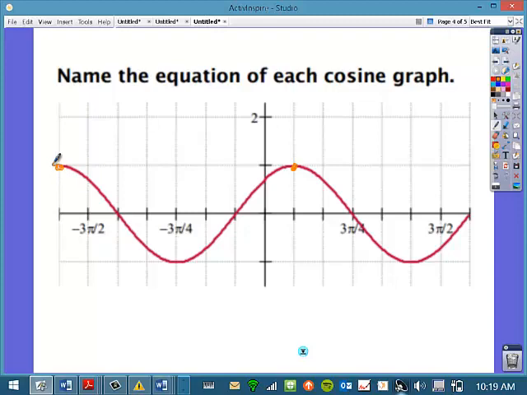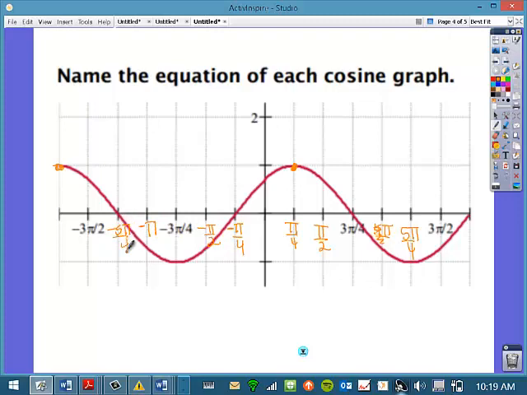And each of these little ticks is pi over 4. This is 1 pi over 4. This would be 2 pi over 4, which is pi over 2. 3 pi over 4. 4 pi over 4, which is just pi. 5 pi over 4. 6 pi over 4 reduces to 3 pi over 2. This is negative pi over 4. Negative pi over 2. Negative 3 pi over 4. Negative pi. Negative 5 pi over 4.